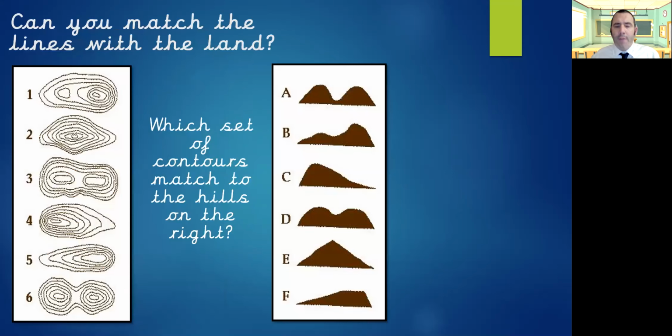So have a go with these. Can you match the lines with the land? Which set of contours matches the hills on the right? Have a look at the features on the 2D map on the left-hand side, and have a look at the 3D models on the right-hand side. See if you can work out which one goes with which. Pause here to have a go at this.